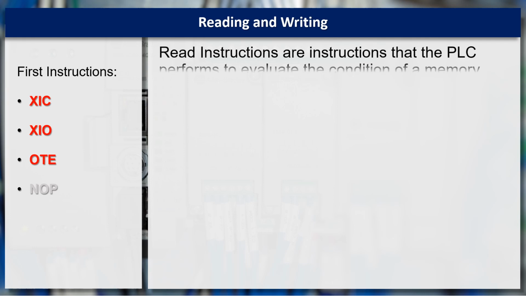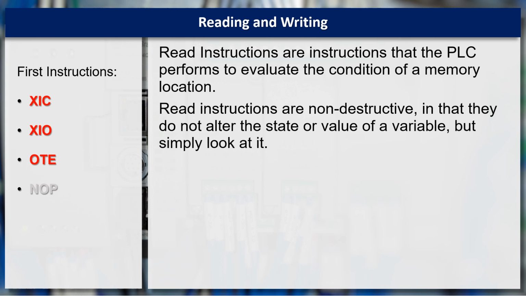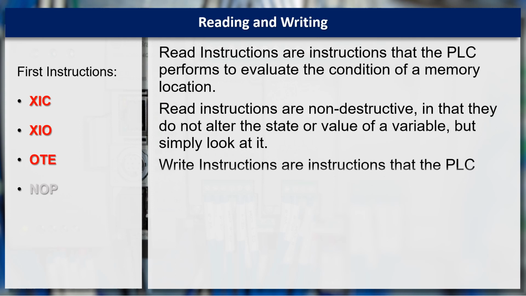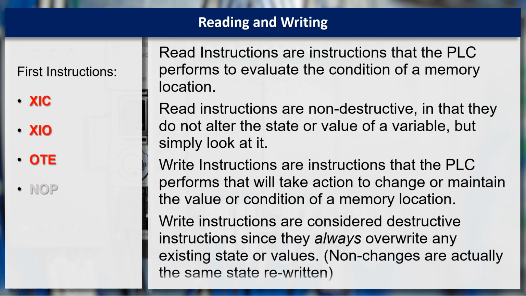Read instructions are instructions that the PLC performs to evaluate the condition of a memory location. Read instructions are non-destructive in that they do not alter the state or value of a variable, but simply look at it. Write instructions are instructions that the PLC performs that will take action to change or maintain the value or condition of a memory location. Write instructions are considered destructive instructions since they always overwrite any existing states or values. Non-changes are actually the same state rewritten.